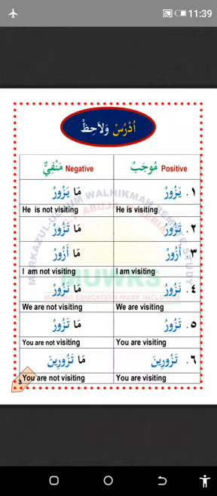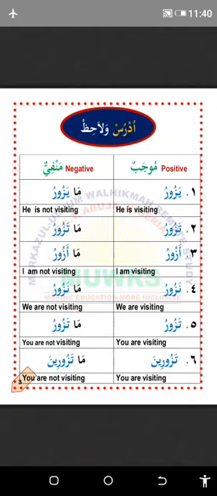Udrus, study. Walahiz, and observe at the same time. Mujab, positive. Manfi, negative. Mujab, positive, is the state of a sentence in Arabic that means something is happening. Manfi, negative, is the state of a sentence in Arabic that means nothing is happening.